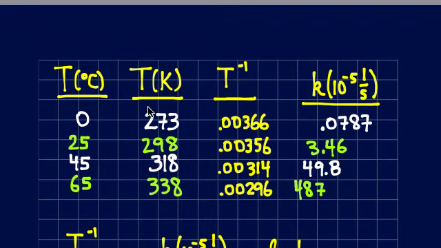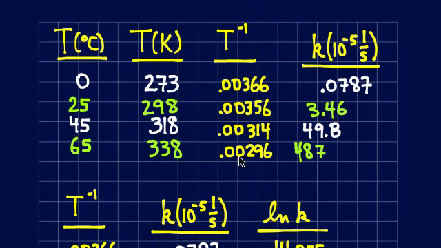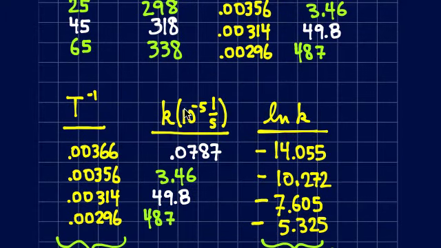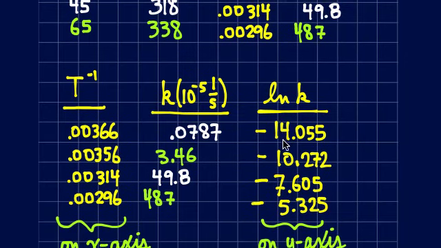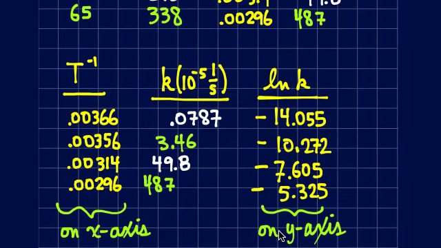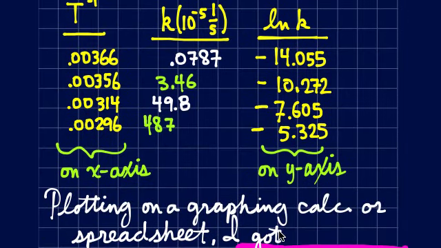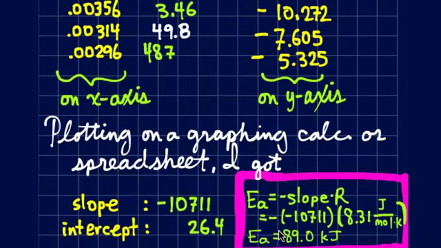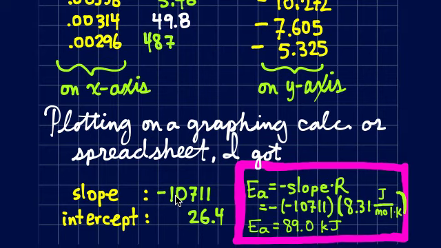Temperature, change to Kelvin. Take the reciprocal. Constant, I just rewrote that. So I need these reciprocal Kelvin temperature data, and for the constant, I need the natural logarithm. There we go, the natural logarithm of the constant data. This goes on the x-axis, this goes on the y-axis. Use a graphing calculator or a spreadsheet. And here's what I got. I got a slope of negative 10,711. And taking the gas constant R times that, I get a big number, 89,000 joules, 89 kilojoules.